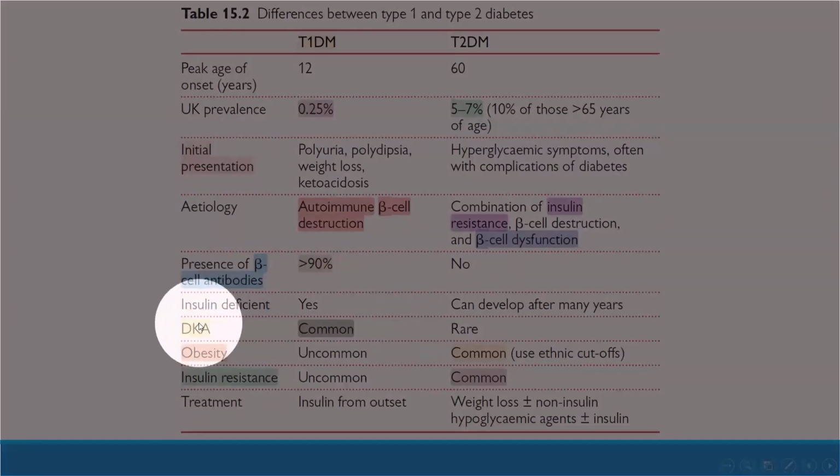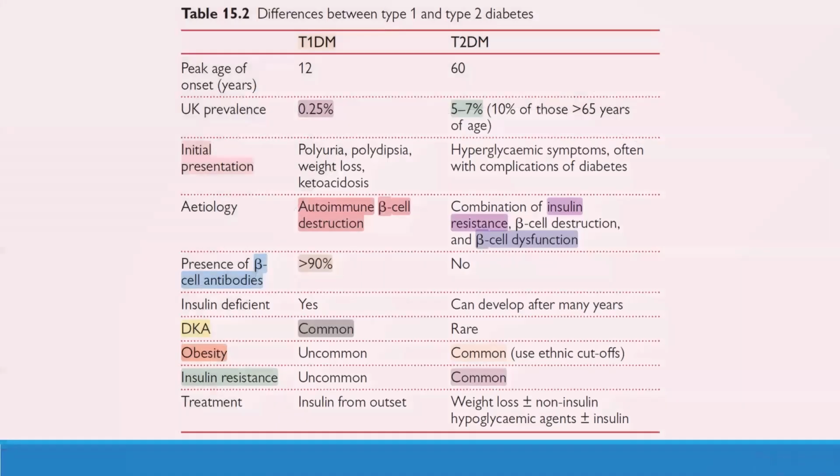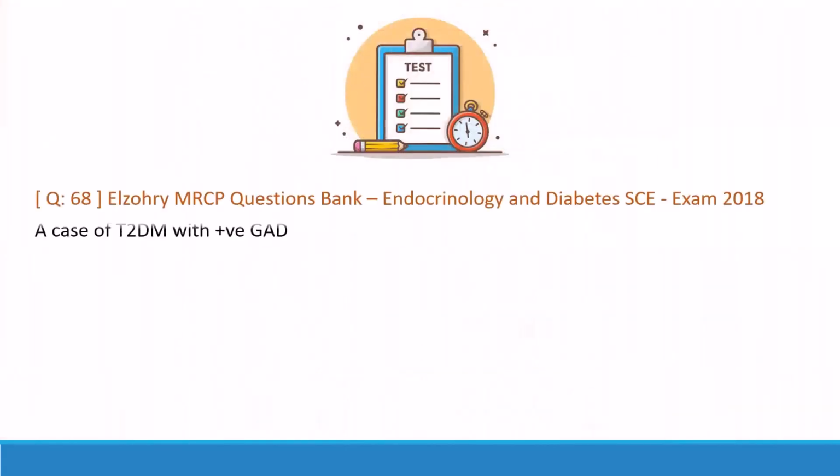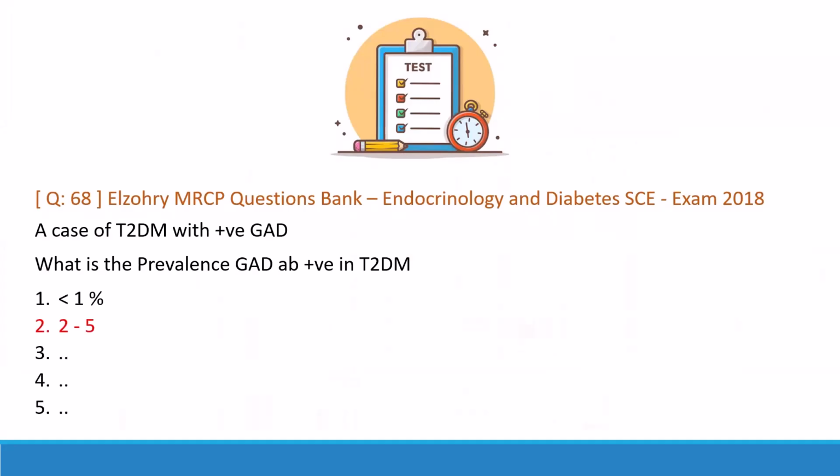So don't forget that DKA is very common with type 1, not common with type 2. Obesity is not uncommon with type 1 because obesity is very common in the general population, but it is common in type 2. Insulin resistance is common with type 2. And don't forget the treatment. Type 1 should be treated by insulin basal bolus, but type 2 should be treated with non-insulin therapy initially. But if there is a catabolic state, we can treat with insulin initially and then another non-insulin therapy. And of course, lifestyle modification, diet and nutrition, and exercise are mandatory for all diabetics and even for non-diabetic people.